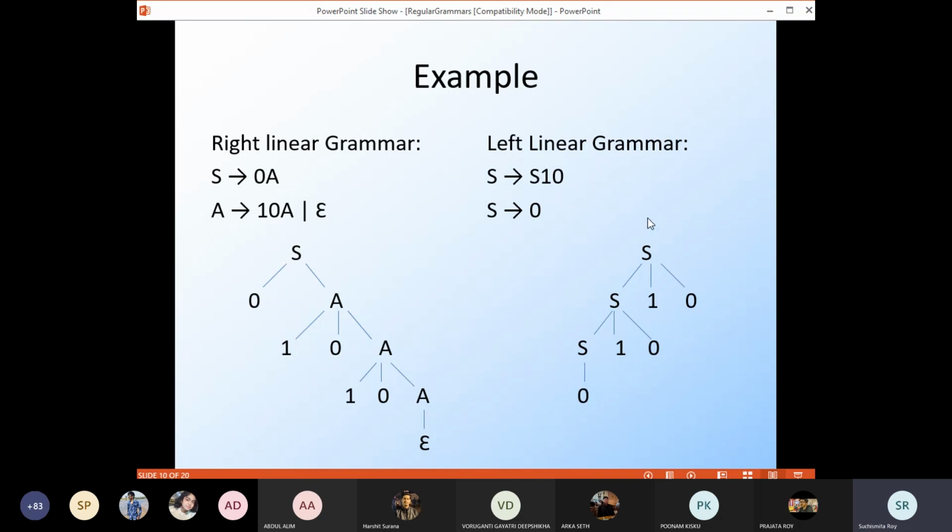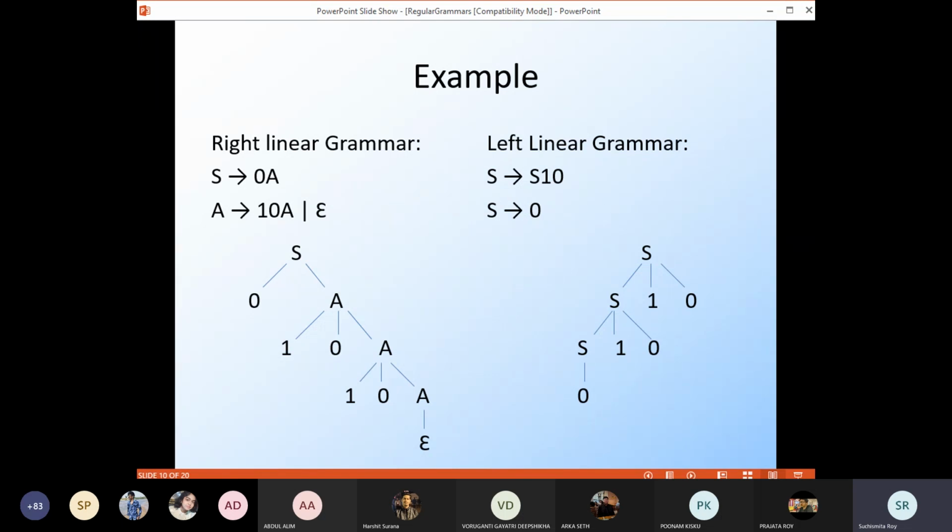Okay, and the derivation tree looks slightly different. You can see it is a leftmost derivation, and it is going to look like this. This also produces the same string. Okay, 0 1 0 1 0. Can you see that, all of you? So these two grammars, they are expressing the same regular language.